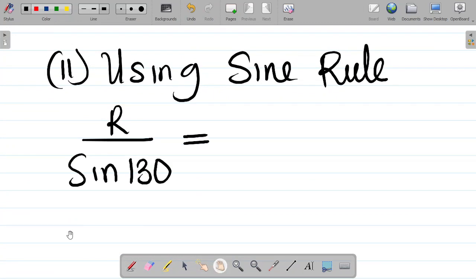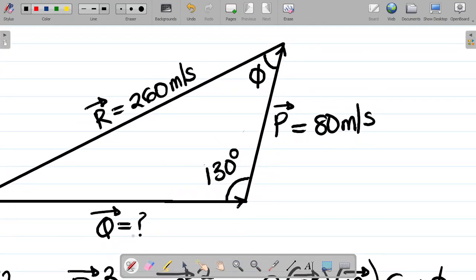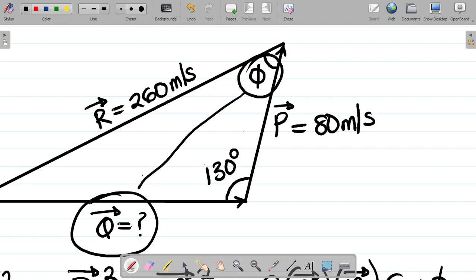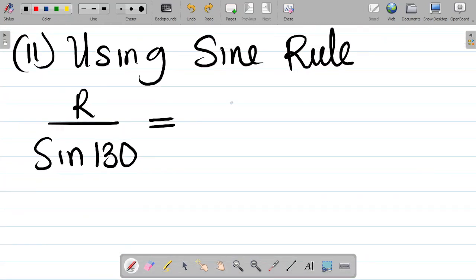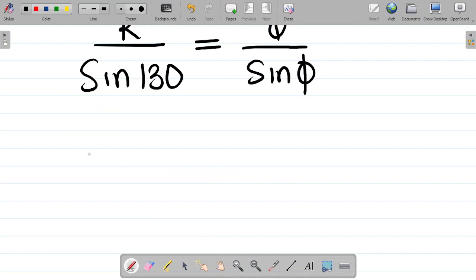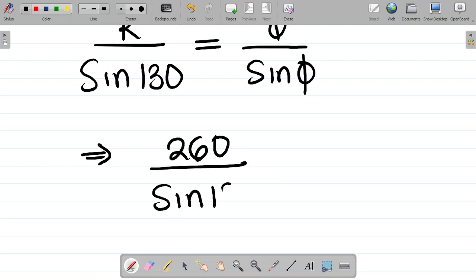It's equal to, now considering the angle phi, this value of q all over sine of the angle facing it, which is this one here. So it becomes q all over sine phi. Let's input values here. What's the value of r again? We got the value of r from the question as 260. So that becomes 260 all over sine 130 is equal to q.